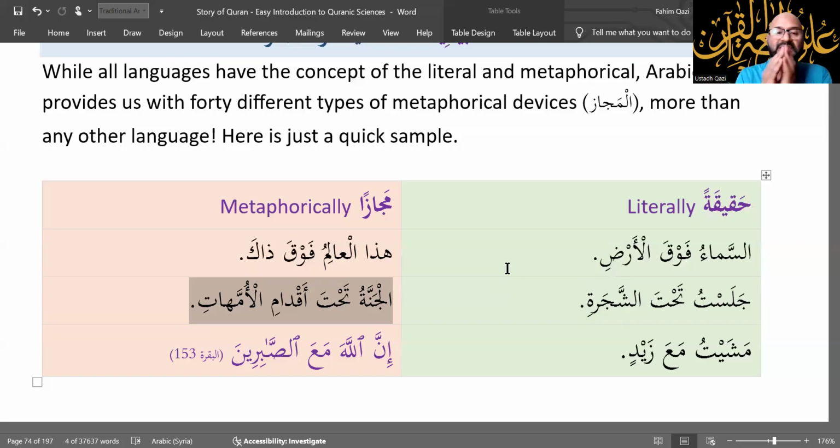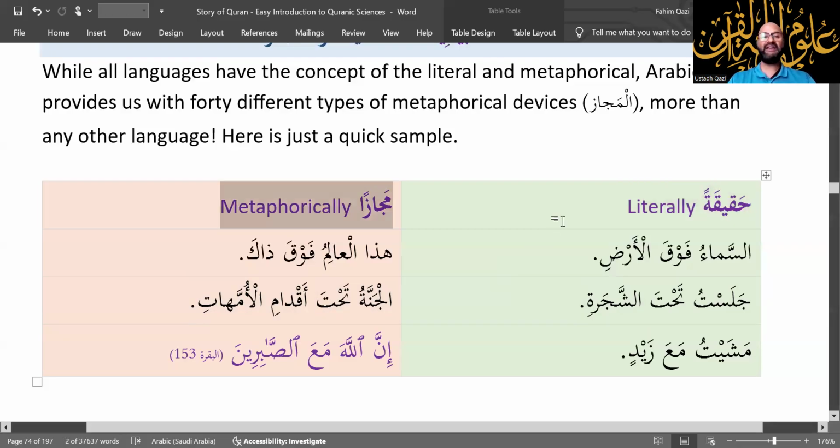Don't go to your mom and say, "Hey, mom, my teacher today told me that you've got Jannah under your feet. Let me see your feet." You look at her feet, you will not find Jannah there, right? So, subhanAllah, children do not understand the difference between al-haqiqa and majaz. Little children, of course, I'm talking about, including myself.